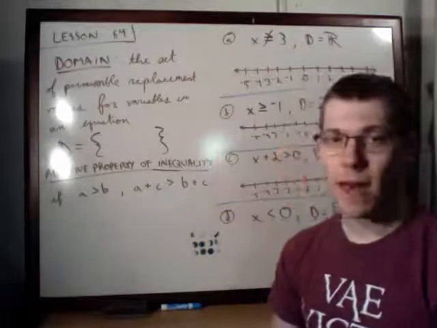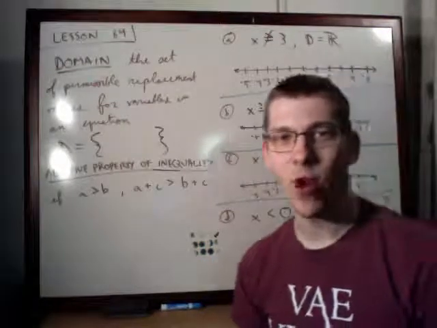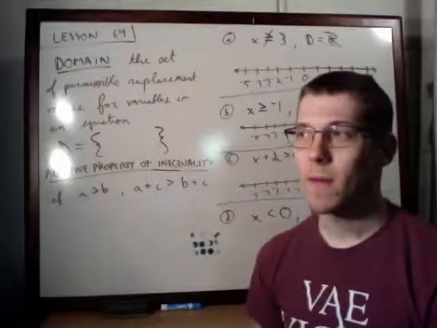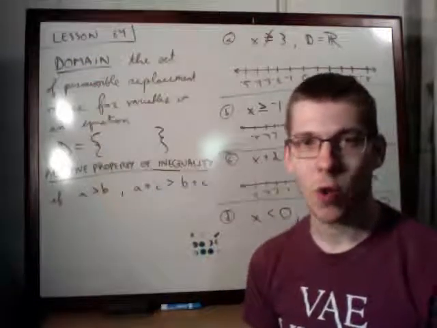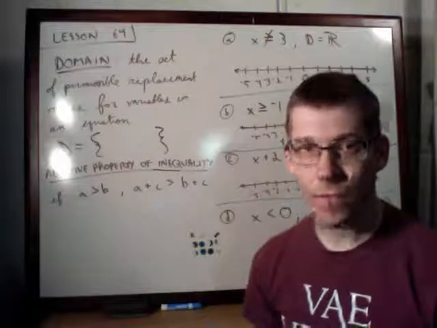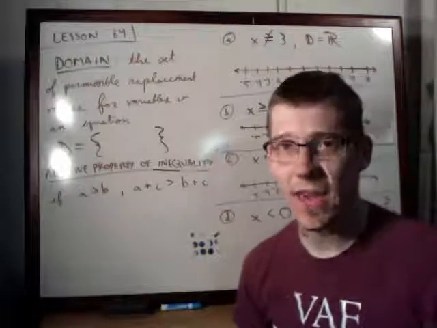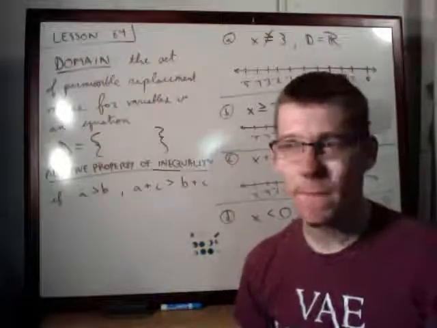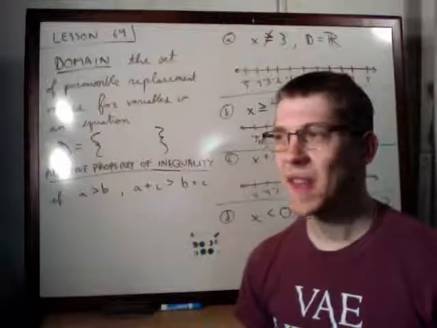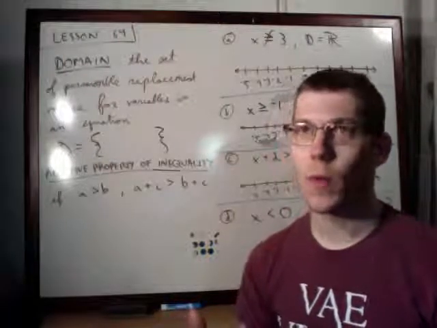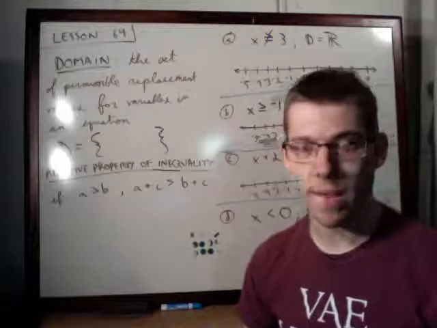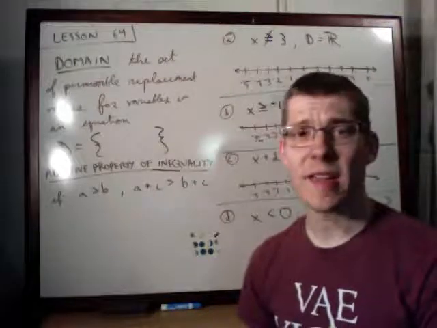So first off, domain. This word domain comes from Latin dominus, meaning master. The domain in English normally means the area that you control. And when we talk about it in a mathematical context, it's going to have a similar meaning. This is the area that we can use a particular equation in. Let me give an example.